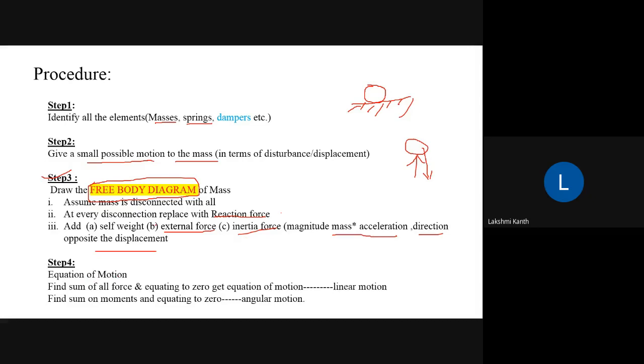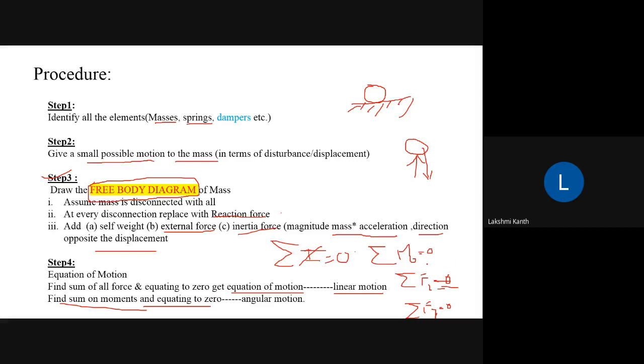Equation of motion: you find the sum of all forces and equate it to zero to get the equation of motion. This is the linear case. The equilibrium equations are sigma Fx equal to zero and sigma Fy equal to zero. The sum of all the forces equated to zero is the equation of motion. This equilibrium equation is the equation of motion for a vibrating system. If it is a linear motion, use forces; if it is an angular motion, find all the moments and torques and equate them to zero. So instead of forces, we use the torques, otherwise moments, with all the moments equated to zero. These are the points.